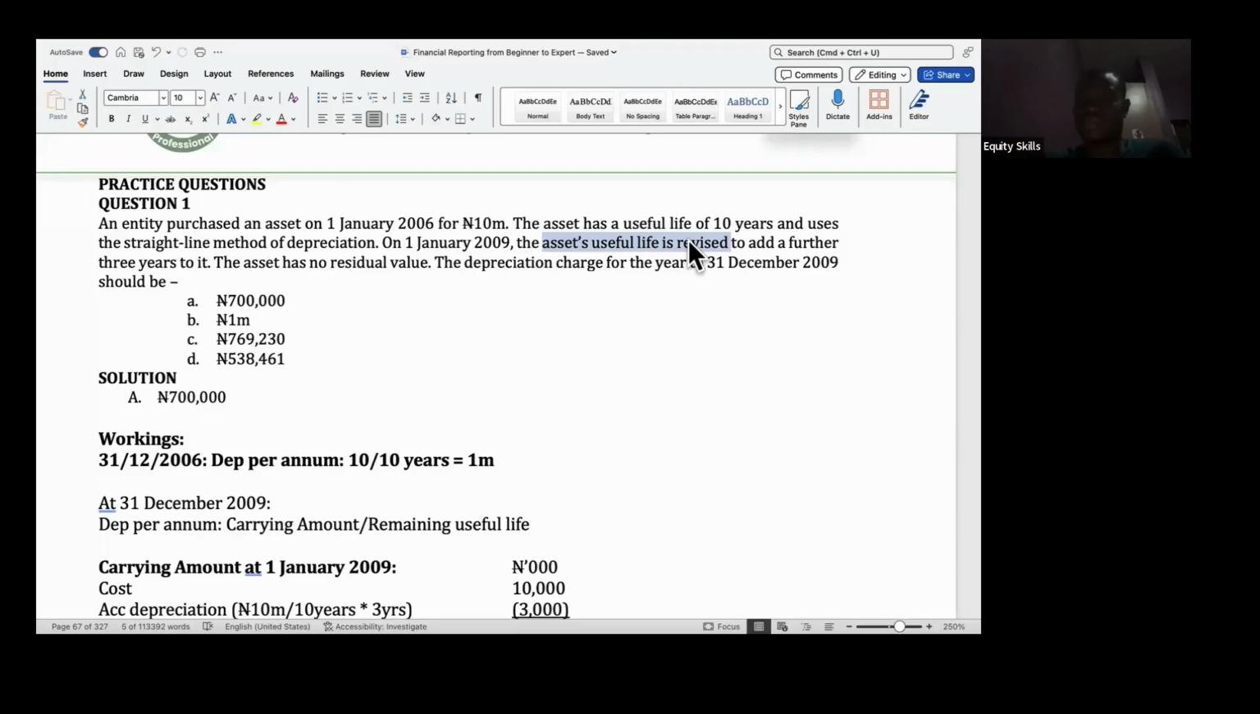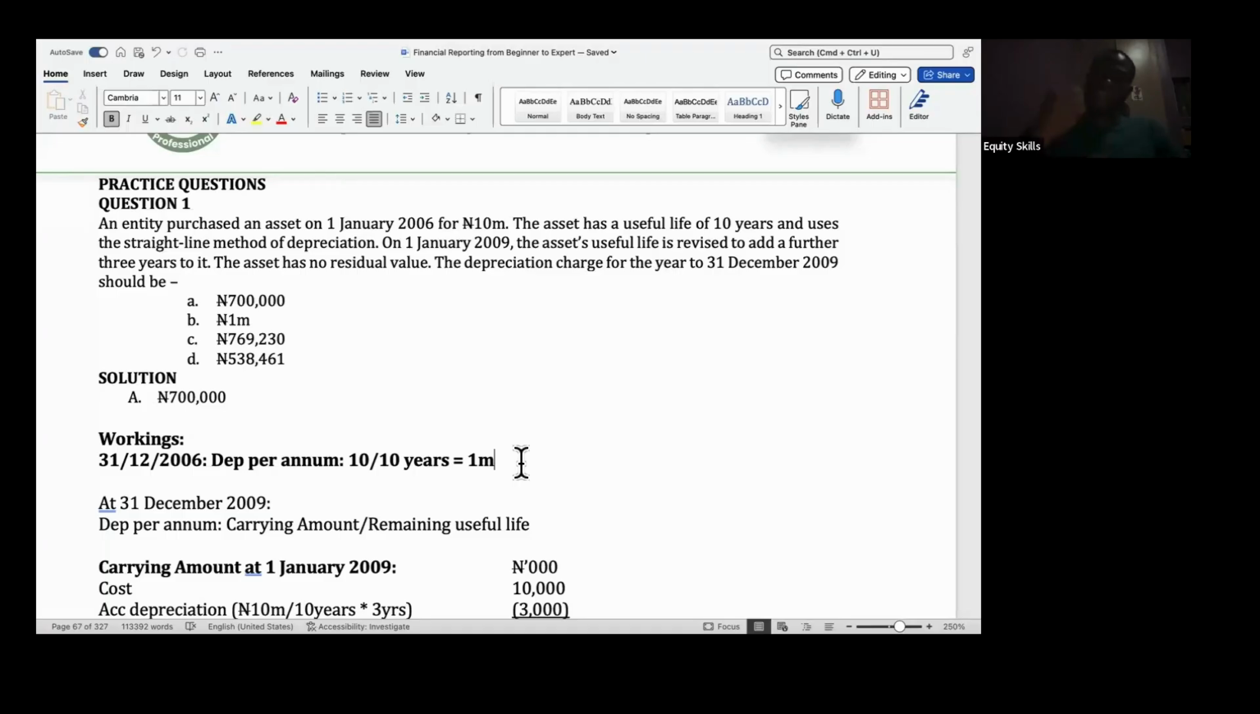Because of that, in 2009, depreciation will change because one of the variables for calculating depreciation per annum has changed. So our depreciation per annum will not be the same anymore. It will change. So whenever there is a change in useful life or a change in residual value, it's going to affect the calculation of depreciation from that year of change going forward.